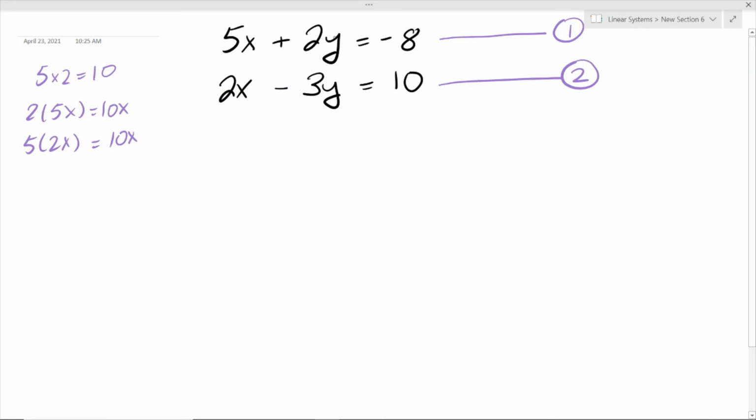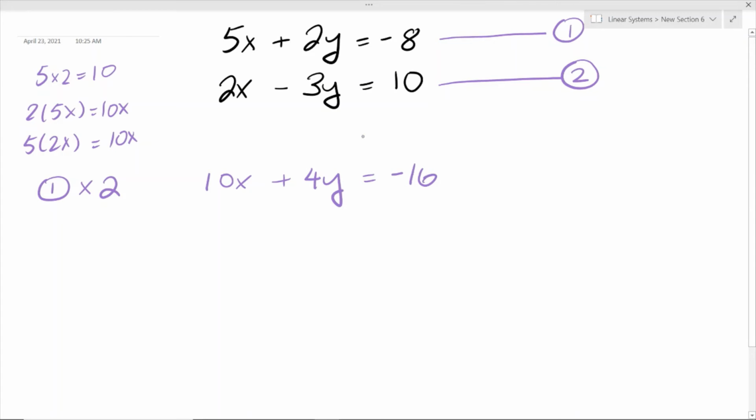So I'm going to take equation 1 and multiply it by 2. So equation 1 times 2. I'm going to multiply by 2 for each of these terms. So what's 2 times 5x? It's going to be 10x, as mentioned before. 2 times 2y gives us 4y. And then negative 8 times 2 is going to give us negative 16.